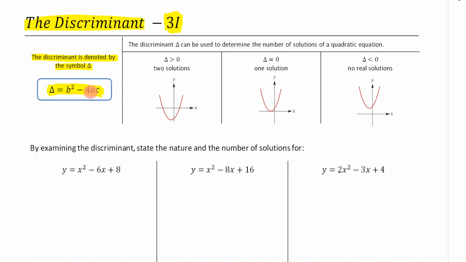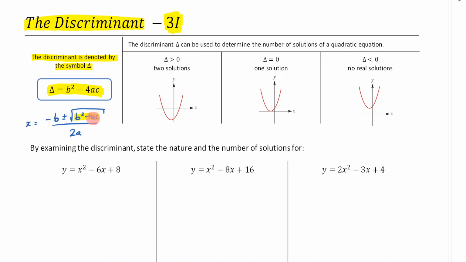Now, where does the discriminant come from? If you think back to your quadratic formula, remember the quadratic formula is used to find our x-intercepts, and it is negative b plus or minus the square root of b squared minus 4ac over 2a. Hopefully you can see there, underneath the square root, we have b squared minus 4ac, which is the same as our discriminant. So where we get the discriminant from is our quadratic formula. It's just what's underneath the square root.